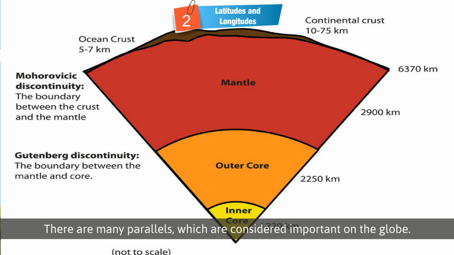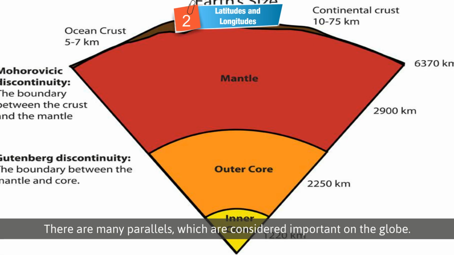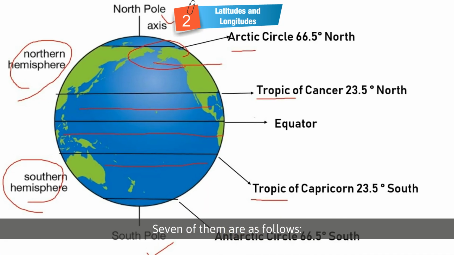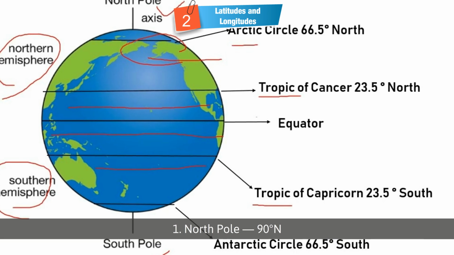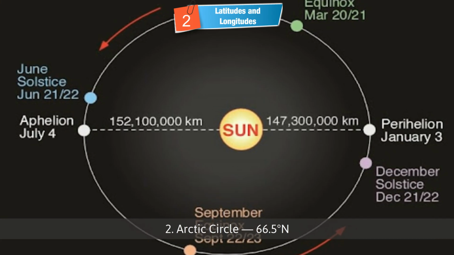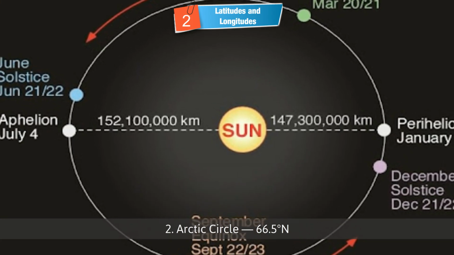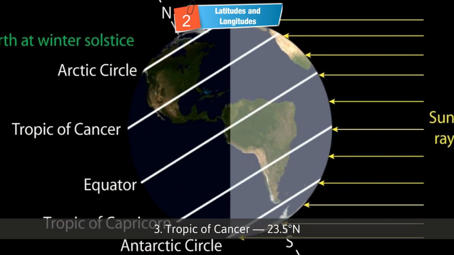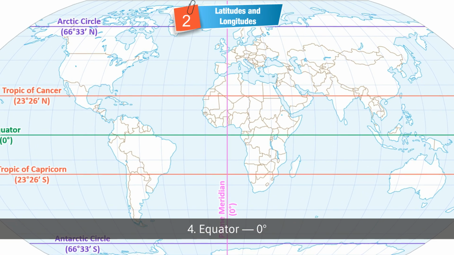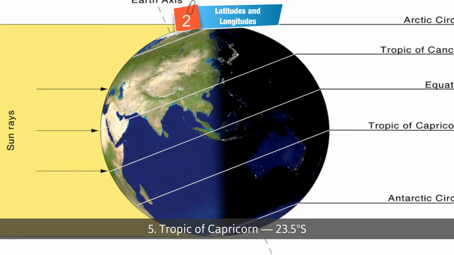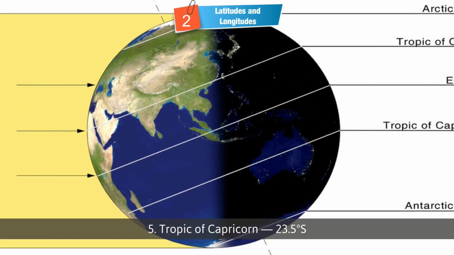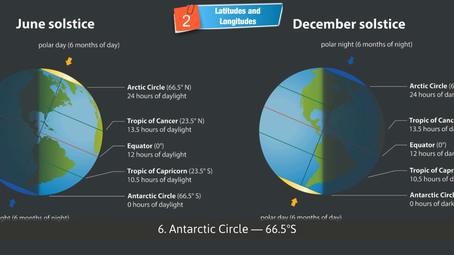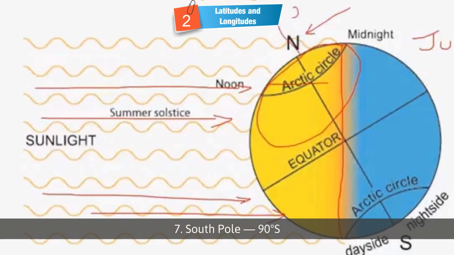Important parallels. There are many parallels which are considered important on the globe. Seven of them are as follows. North Pole, 90 degree north. Arctic Circle, 66.5 degree north. Tropic of Cancer, 23.5 degree north. Equator, 0 degree. Tropic of Capricorn, 23.5 degrees south. Antarctic Circle, 66.5 degrees south. South Pole, 90 degrees south.